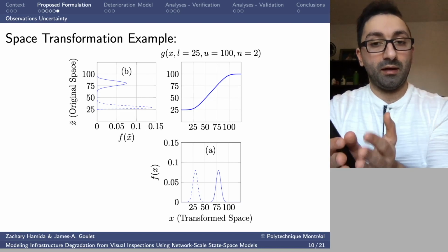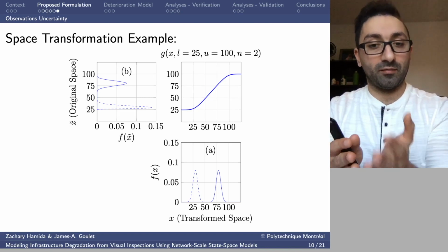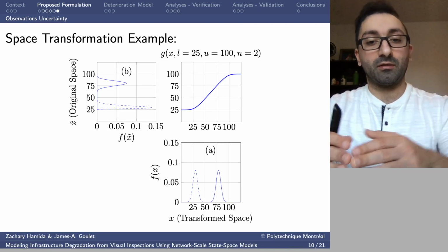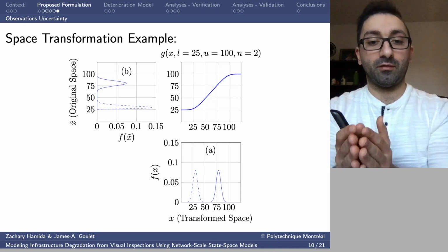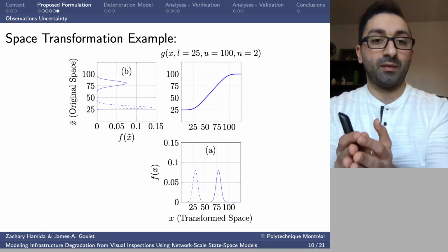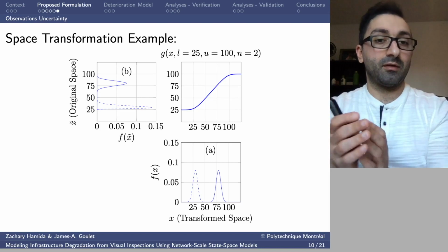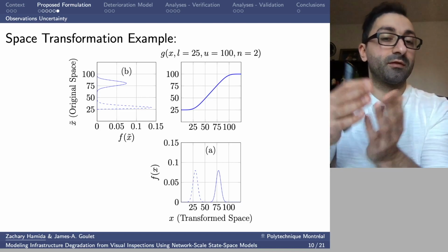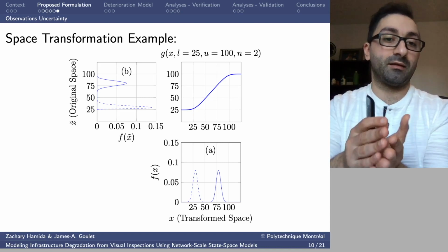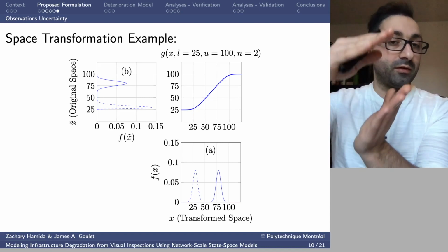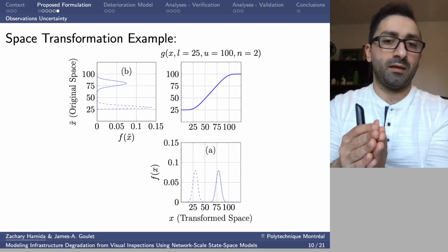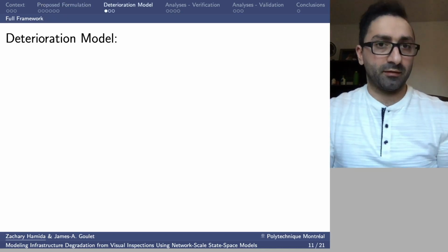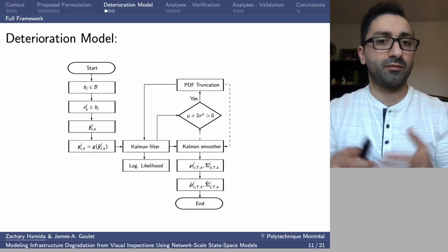So here, to set the terminology, the transformed space is really the unconstrained space, and we refer to it by X. The original space is really the constrained space, and we use a tilde to refer to anything in the original space or the constrained space. Now, having all these components in mind, let's look at the full picture of the model.